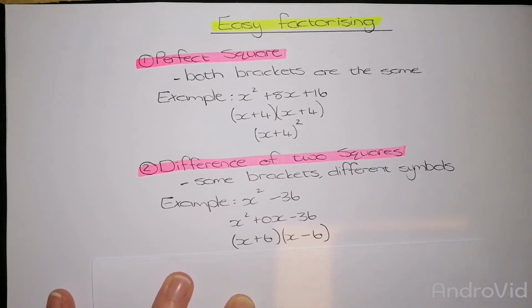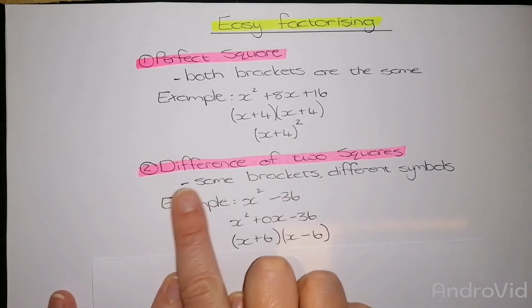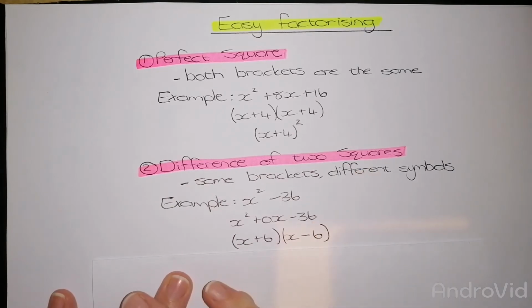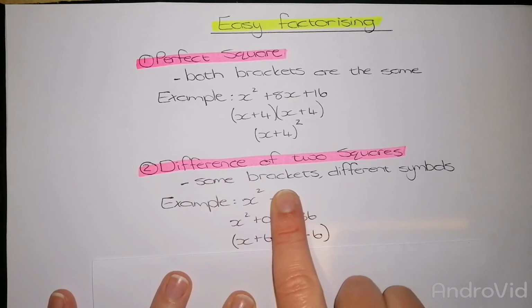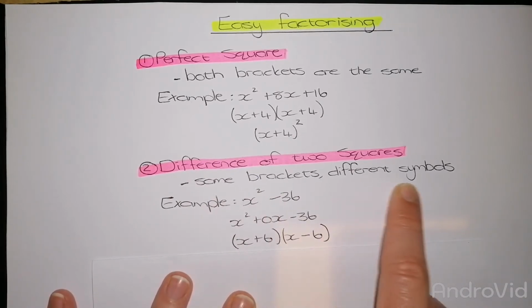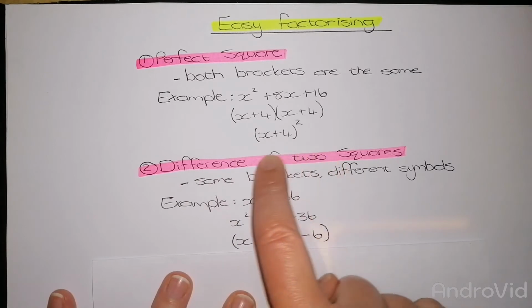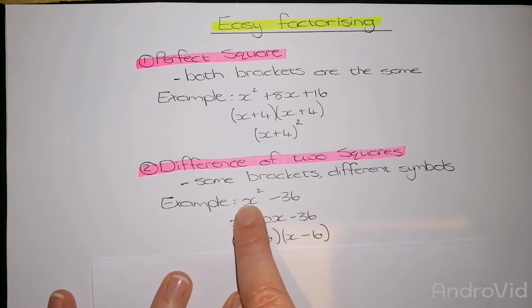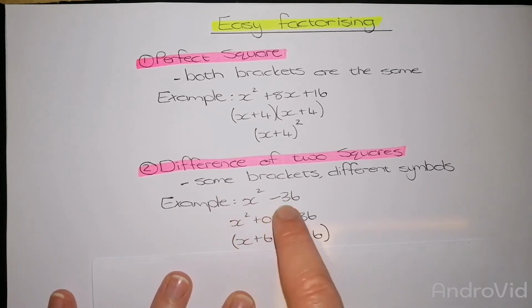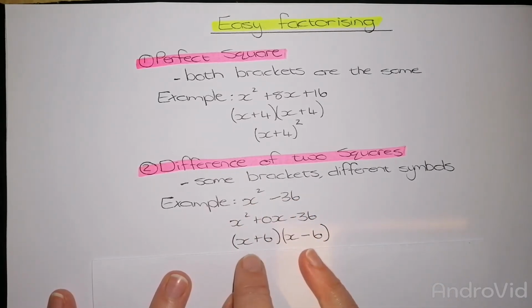The second example of easy factorization is when I have the difference of two squares. So what this means is it's exactly the same bracket. The only thing is it's got different symbols. The way we identify that we will have two brackets with different symbols is when we have two things that are perfect squares, so x squared and 36, but they are subtracted from each other. When it is subtracted, then we can write it as two brackets without doing any calculations, with a positive symbol and a negative symbol.